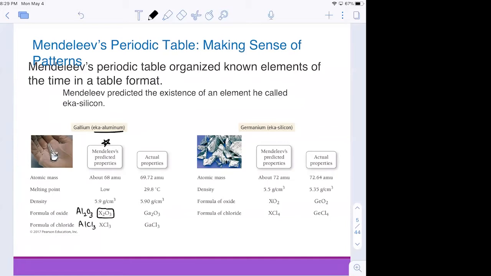And so what he was really trying to predict was elements in the same column have similar properties. Look at the actual properties. This was incredible for the time. That density is really ridiculous to me to think about. It's spot on, and he was only predicting based off of what he saw in this beautiful pattern of repetition of physical and chemical properties. He did the same thing for germanium, which is right next door. It's underneath silicon. Silicon was an element that was discovered, so he named germanium, EKA silicon.